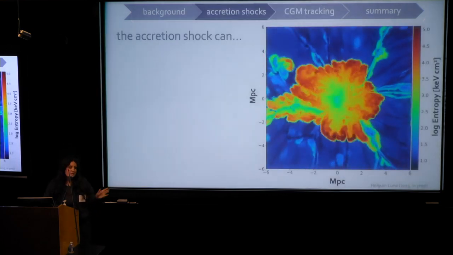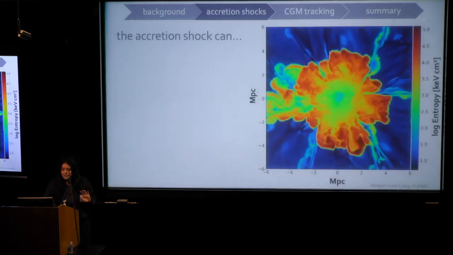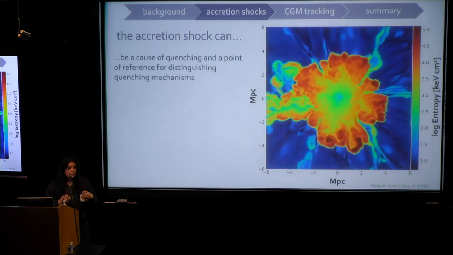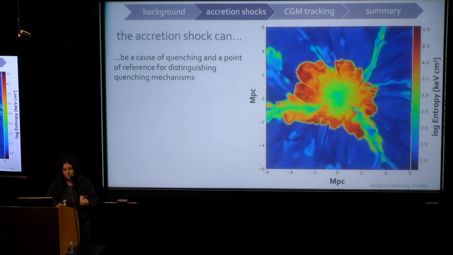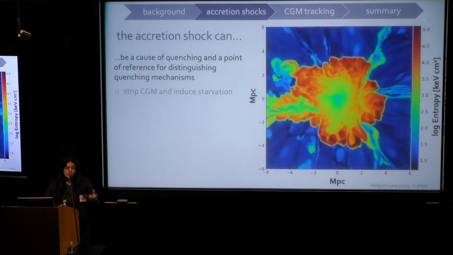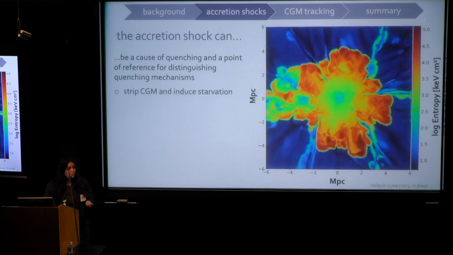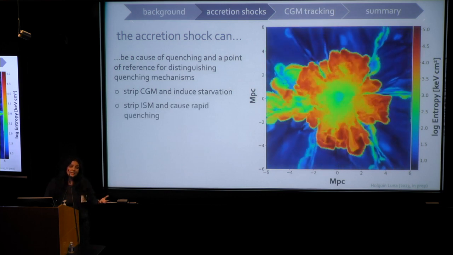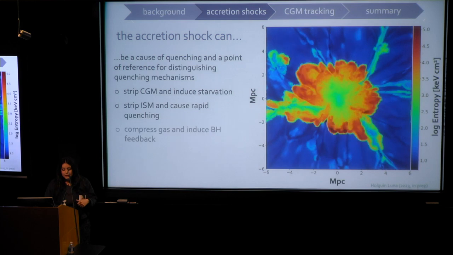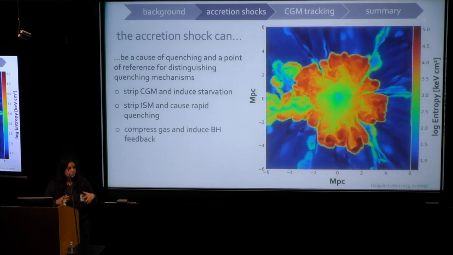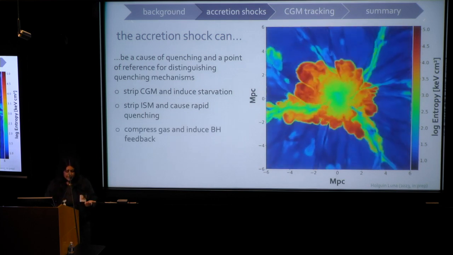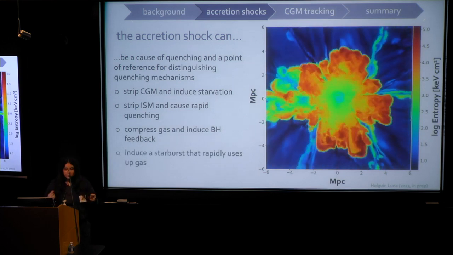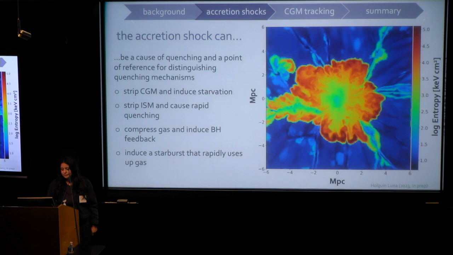So how does the accretion shock fit into that? We believe the accretion shock can be a cause of quenching and a point of reference to study these different quenching mechanisms. It can do that by stripping the CGM and inducing starvation potentially, or stripping the ISM, causing rapid quenching to occur. It can compress gas, potentially induce black hole feedback, or in the same vein, compress the gas and potentially induce a starburst, which will then rapidly use up the gas.